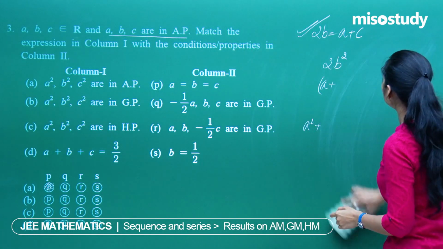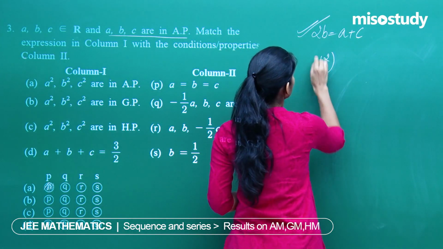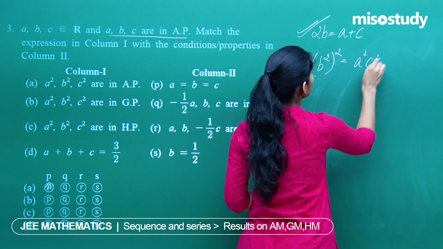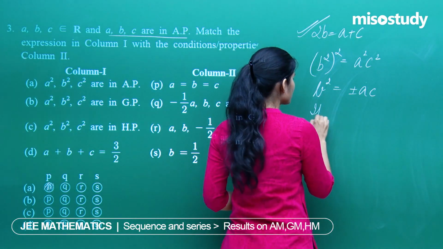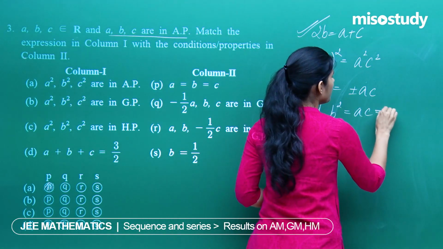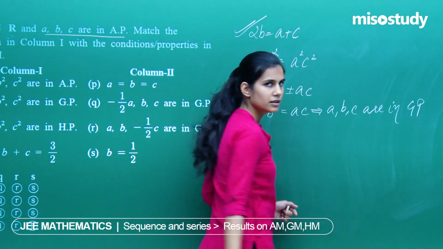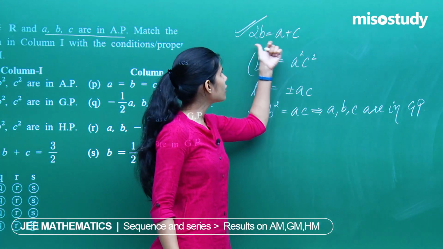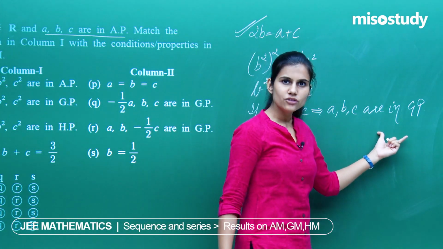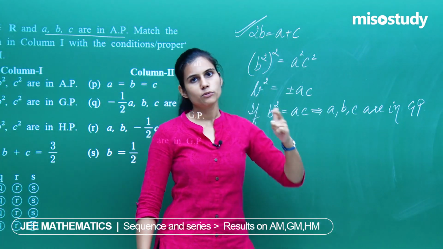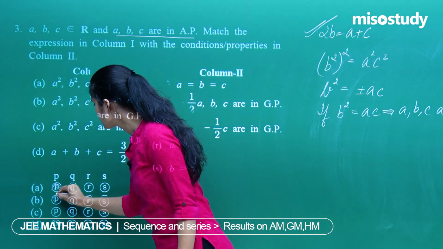Next you have a square, b square, c square are in GP. Okay, so a, b, c continue to be in AP. It's given that a square, b square, c square are in GP. That means (b square) whole square equals a square c square, or b square can be written as plus minus ac. Now if b square equals ac, this means a, b, c are in GP. And if a, b, c come out to be in GP, and they are already given in AP, that means again a equals b equals c. So corresponding to b also, option P is what comes out to be correct.